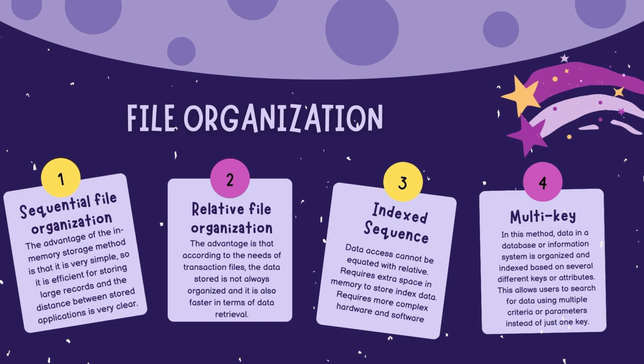Number 4, method multi-key. In this method, data in a database of an information system is organized based on several different key attributes. This allows users to search for data using multiple criteria or parameters instead of just one key.